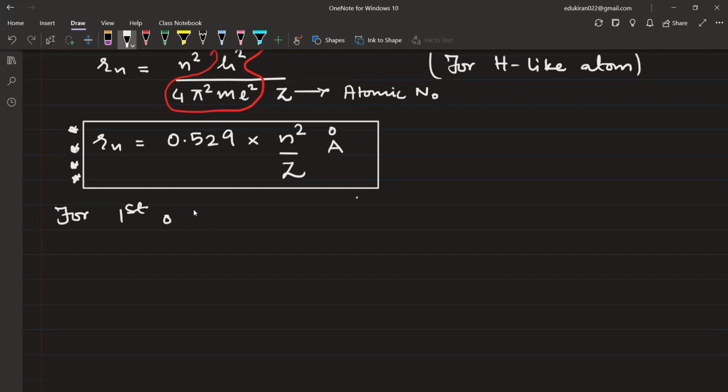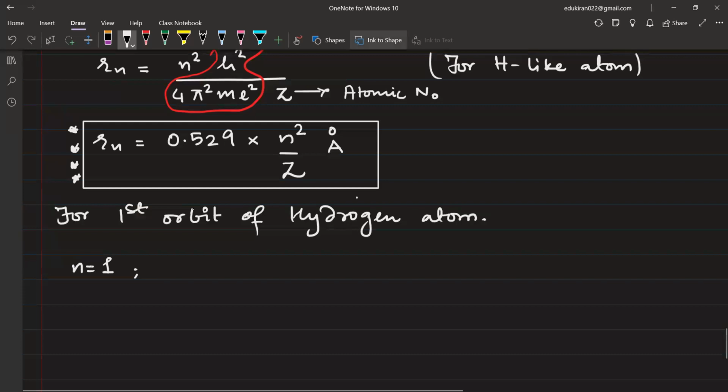For first orbit of hydrogen atom, we can write for first orbit, that means n is equal to how much? 1. Correct है guys? Yes or no, please tell me. है ना? First orbit का मतलब n is equal to 1. And what will be the value of z for hydrogen? ठीक है, plug in कीजिए. कितना आ रहा है आंसर बताइए. What is the radius? Plug in कीजिए, इसमें आंसर बताइए for first orbit of hydrogen atom.